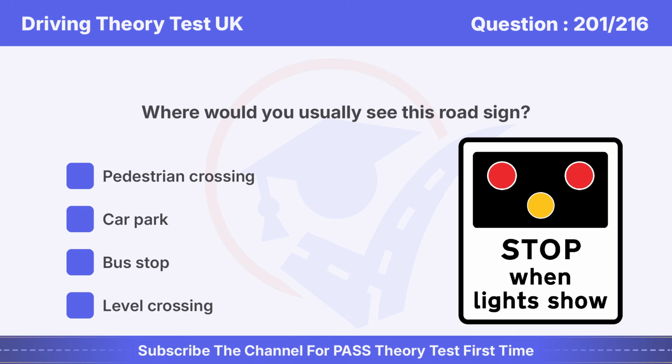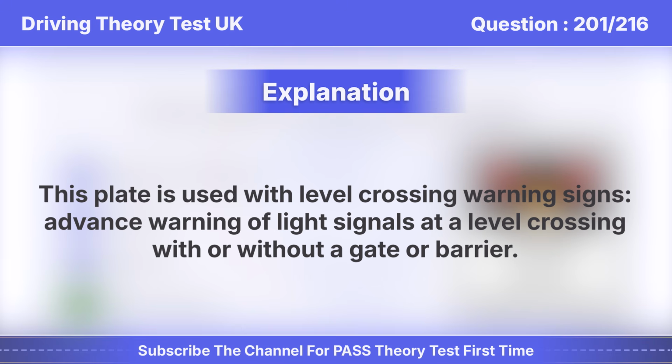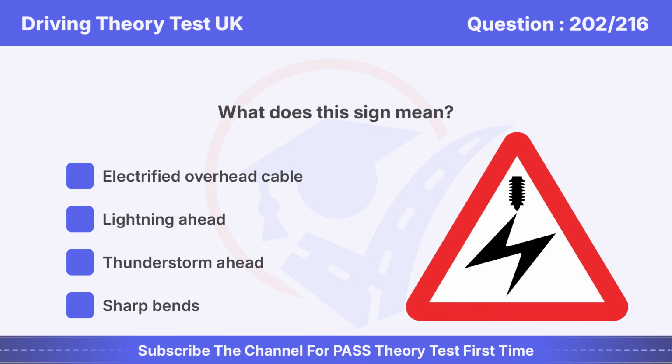Question 201. Where would you usually see this road sign? Answer is D. Level crossing. This plate is used with level crossing warning signs, advance warning of light signals at a level crossing with or without a gate or barrier. Question 202. What does this sign mean?